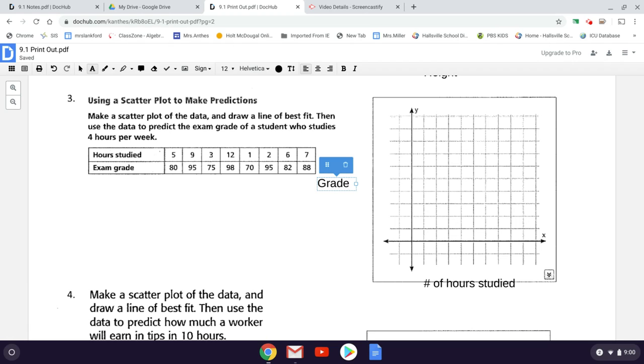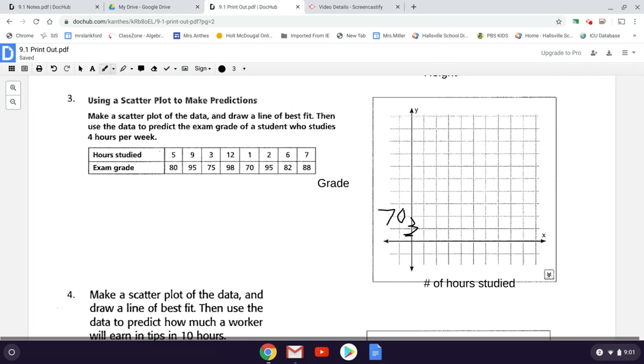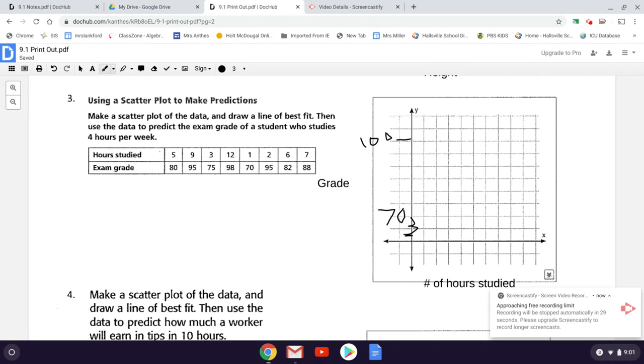And then for the x-axis, you could just go up by 1s because you don't have to start out at any high number. And then the y-axis, I would probably do a squiggle line and start that at 70. And then I would just go up by 5s. So I would start this at 70 right here, and then 90, and this would be 100. And then you need to plot your points. I would pause your video and plot your points.